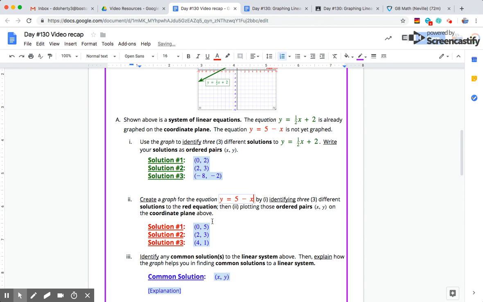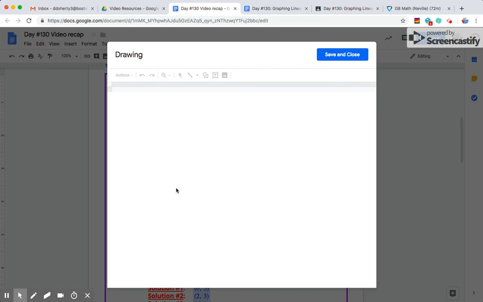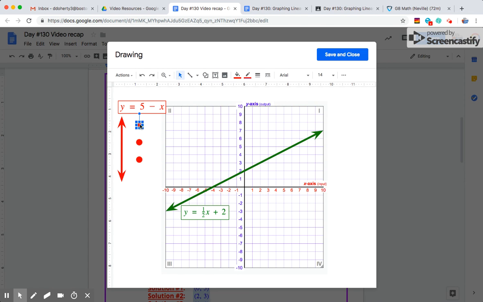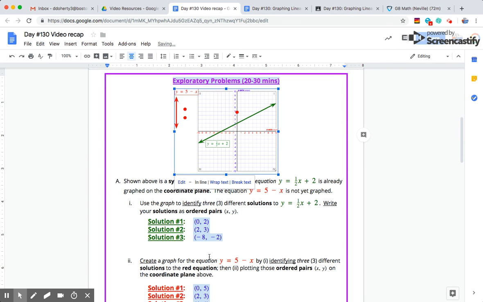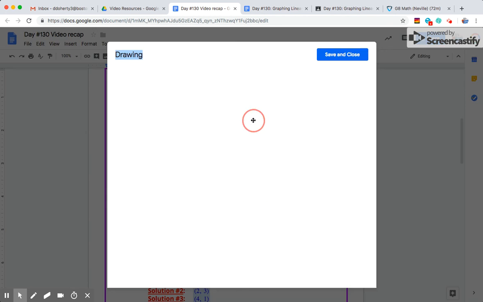So at the end of the day, these are my different solutions. You could have come up with different ones, but just plug in a number for x and see what the equation says y has to be. We have 3 different solutions: 0, 5; 2, 3; and 4, 1. In the interest of going quickly, I'm just plotting those 3 points. 0 and 5 is the first point, so that's right there. The other 2 points, 2 and 3, and then 4 and 1, we'll graph here.